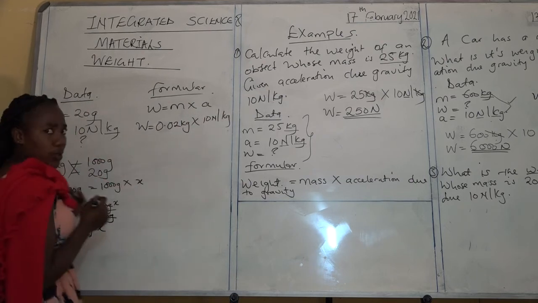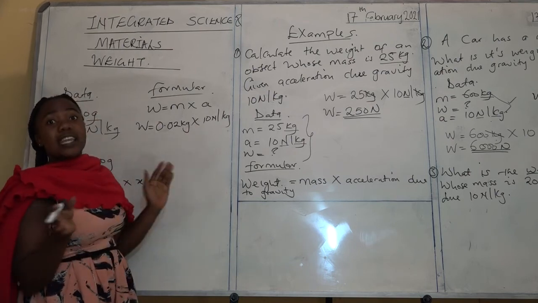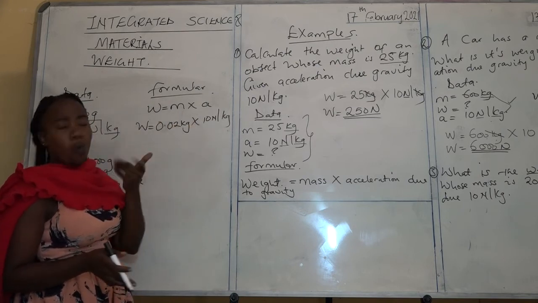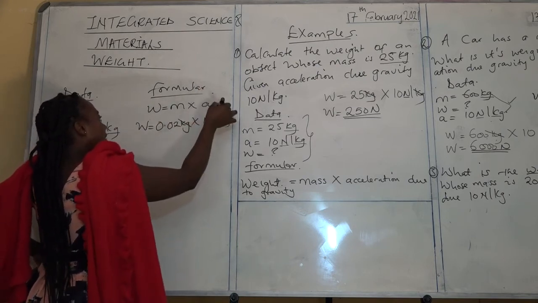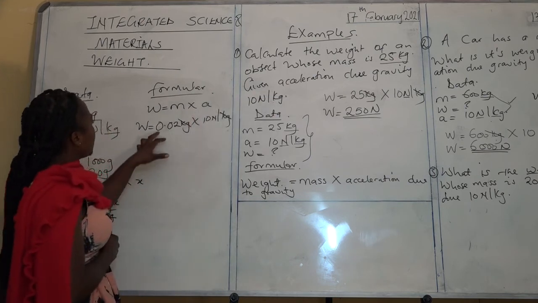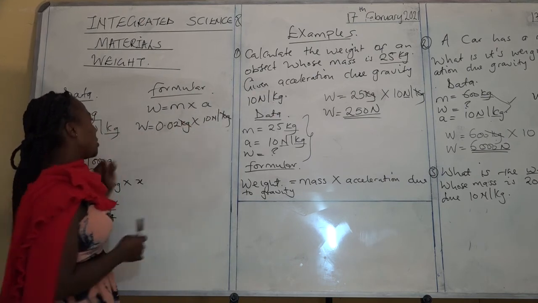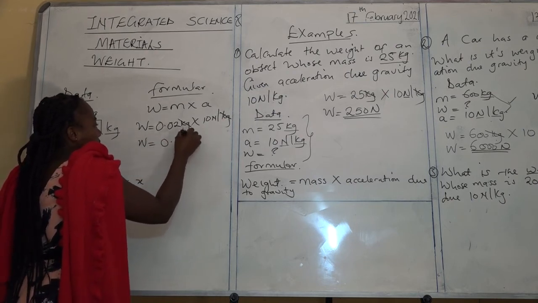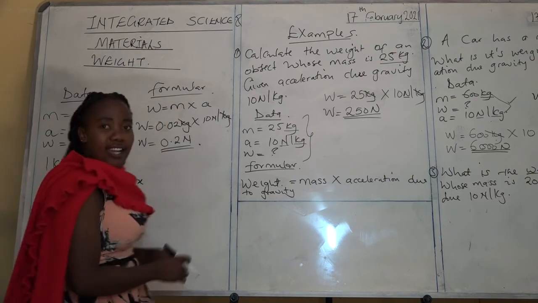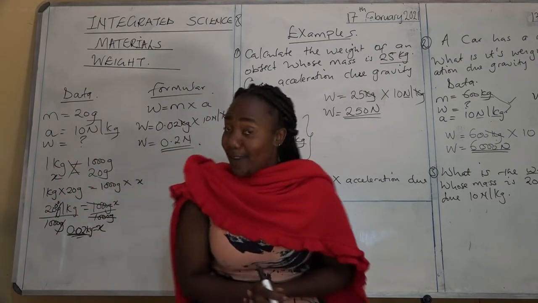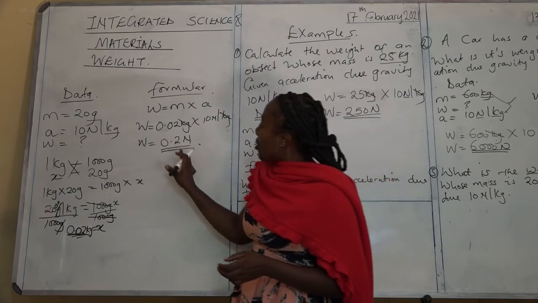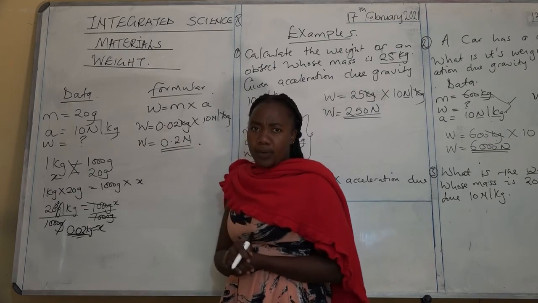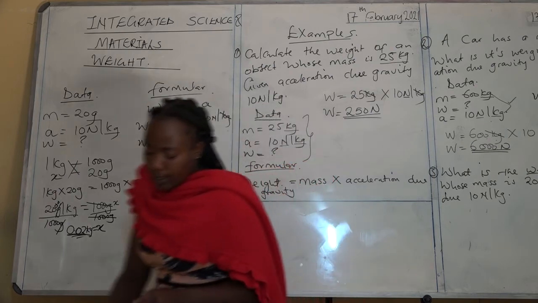So are we together, class? When you look at these SI units, they're now matching. We have kgs this side and we have kgs this side, and the newtons will be used for weight. So these kgs will go, the other kgs will go. What about 0.02 times 10 newtons? Our weight is equals to 0.2 newtons. Is there anything hard here? There's nothing that's hard. So the weight that we found is 0.2 newtons. Are we together, class?